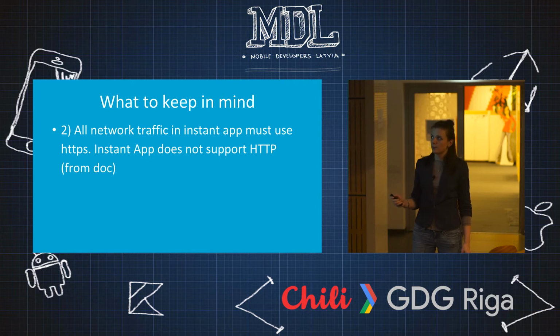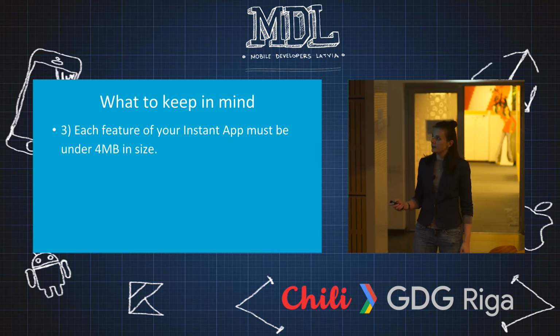We also have to keep in mind that when we use instant apps, all the network traffic has to use HTTPS. It cannot use HTTP. I did not test whether it would crash on HTTP or what would happen, but that's according to the documentation. Then also make sure that each feature module that you use in an instant app is no more than 4 megabytes in size, because otherwise it won't be possible.